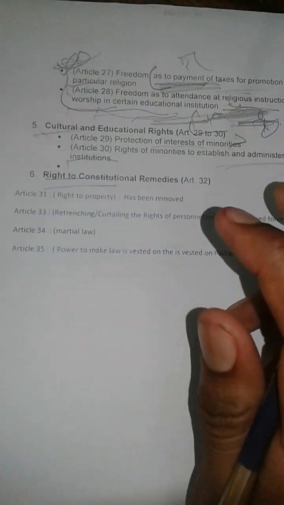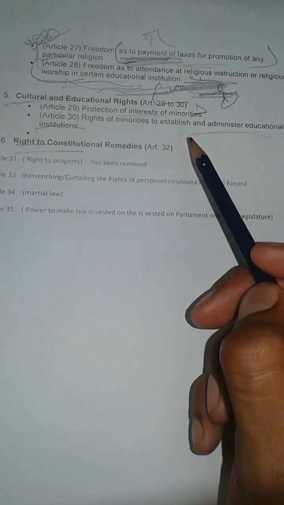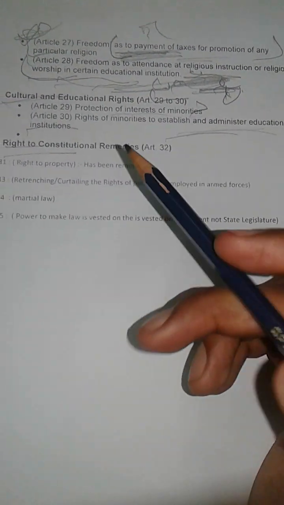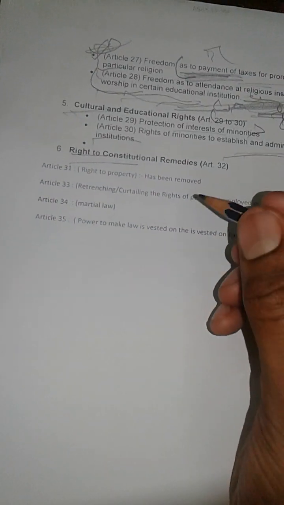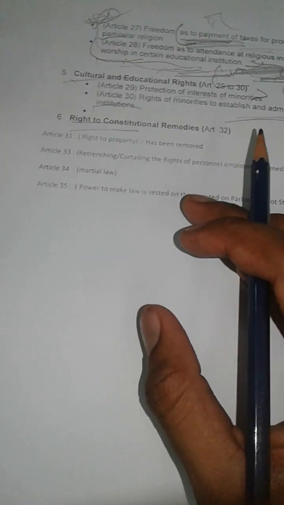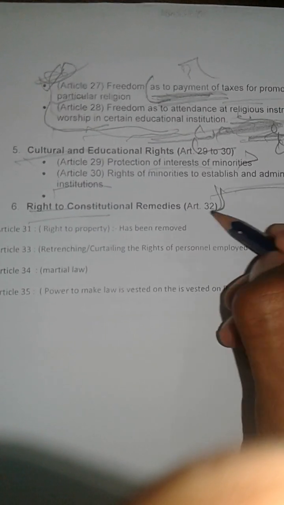That is, the minorities shall have the freedom to establish and administer educational institutions of their own, for their own minority people, and it can be used by majority people as well. That is a different thing. Now, after Article 30, we are seeing Article 32.